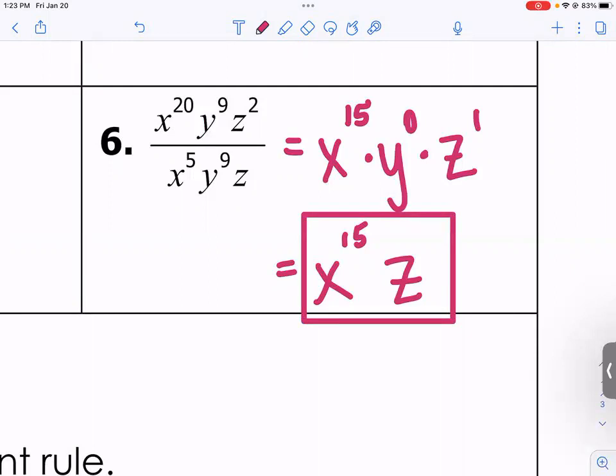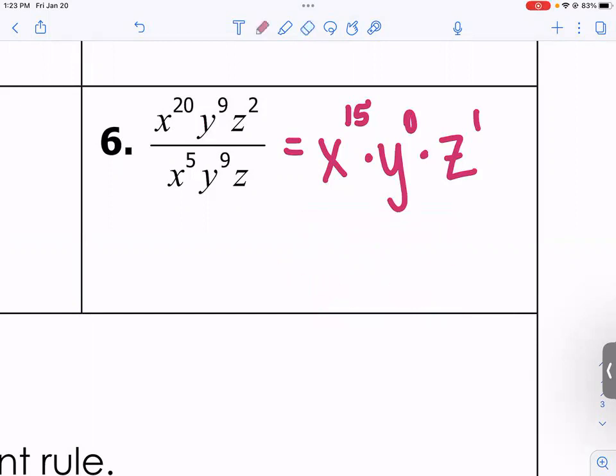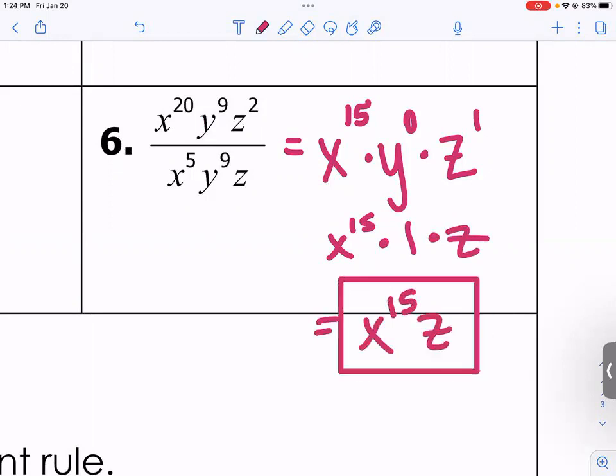Okay, so if I said x times 1, what is it really? Okay, so let me do this so you can see it. I have x to the 15th times 1 times z. X to the 15th z. I do need you to change y to the 0 to be 1. I would take off points if you left y to the 0. I am teaching you that anything to the 0 power is 1.